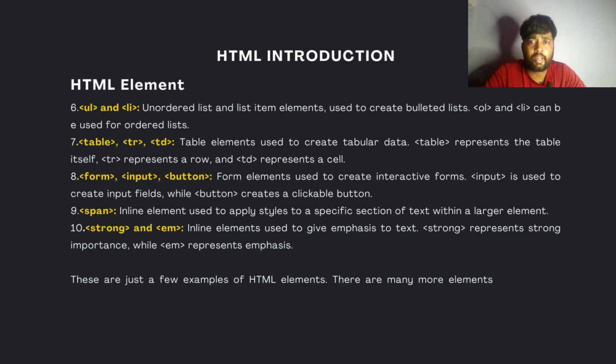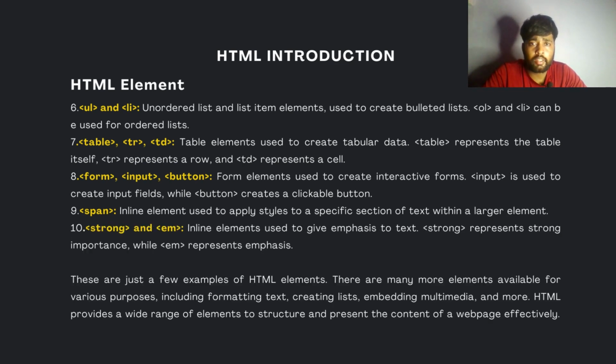Next point, UL and LI list. UL unordered list and LI list item elements are used to create a bullet list or ordered list, and list item can be used for an ordered list. Next point, table, tr and td. Table is an element used to create tabular data. Table represents the table itself. Tr, table row, represents a row and td, table data, represents a cell.